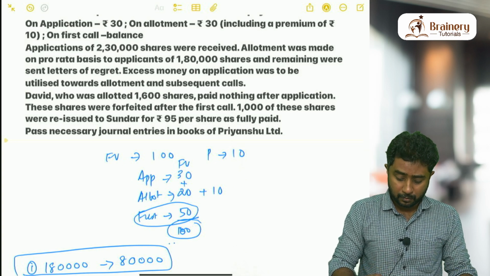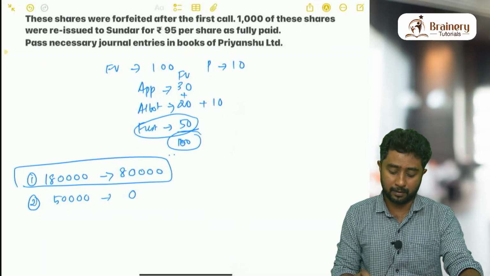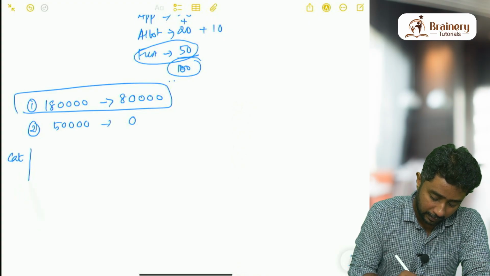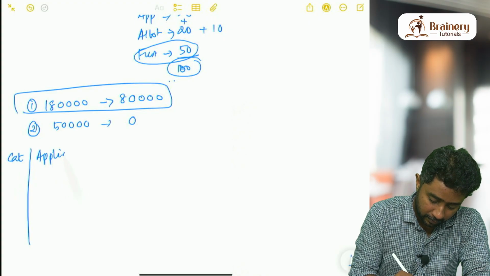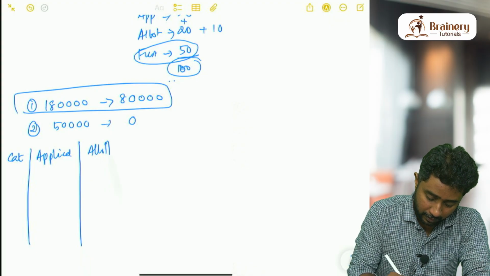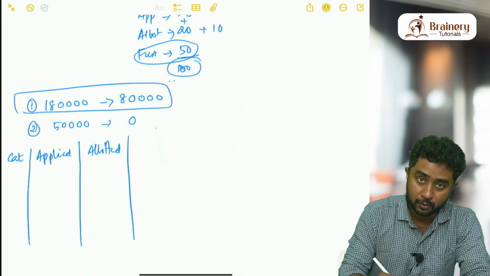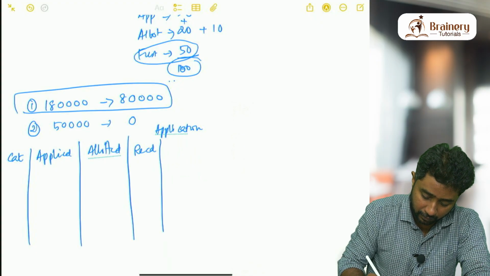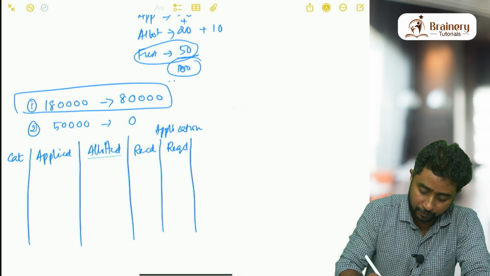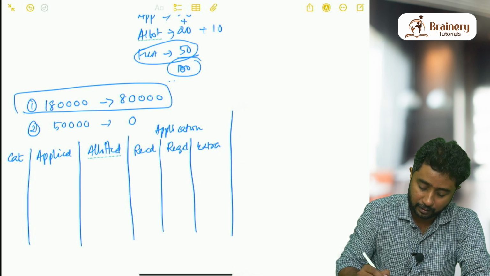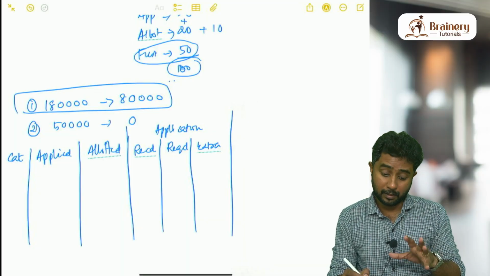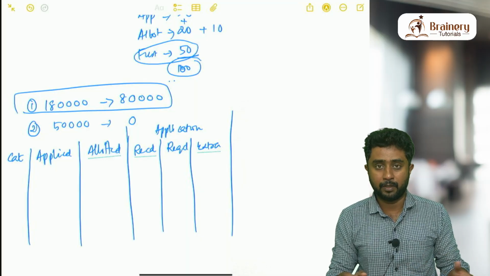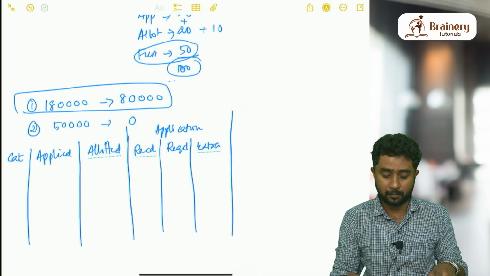This is the case. So we know that whenever these pro rata kinds of questions are there, we need to prepare a table. So I'm just making the table here. Category, then how many shares they have applied for, how many shares have been allotted to them, then installment wise, application stage: how much we have received, how much we actually need from them, how much is the extra money that we have with us. This is just to make you understand the structure of the table. Those who have been following our videos for long must be knowing this format by now.